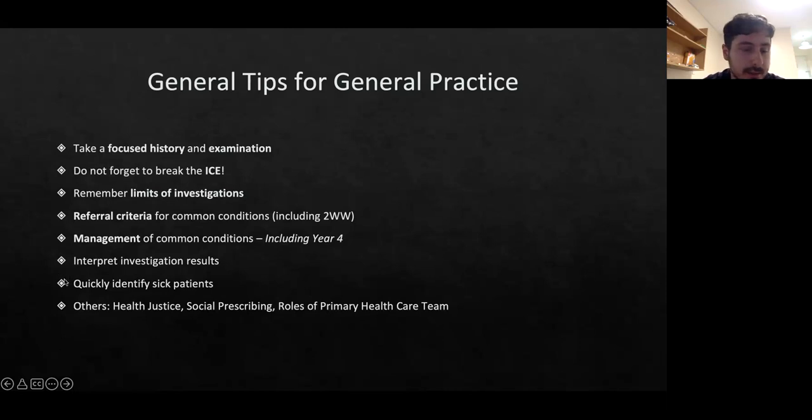And lastly, there is this point: quickly identify sick patients. What we found a lot in our SBAs last year is that because there are limits of investigations you can do in primary care, a lot of the questions UCL will give you will try to test your knowledge of what you can do and what you can't do and who needs further attention. So part of this is understanding who needs to go to the emergency department or need more help.